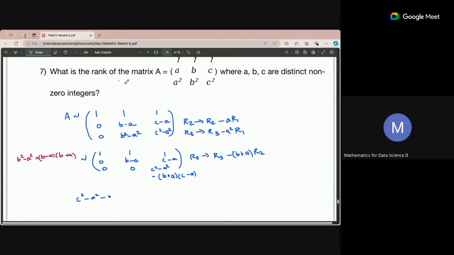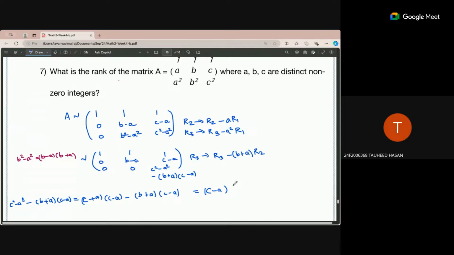Shall we maybe write the C plus A, C minus A formula, and that may be easier. C squared minus A squared minus B plus A into C minus A. I have rewritten it in this way. Now I can take C minus A commonly.